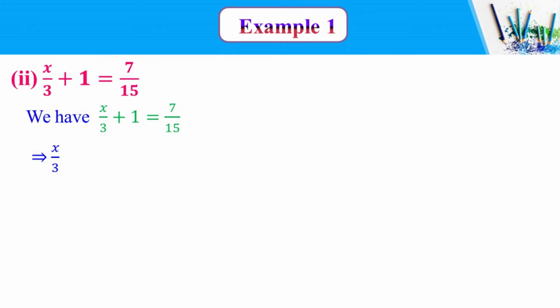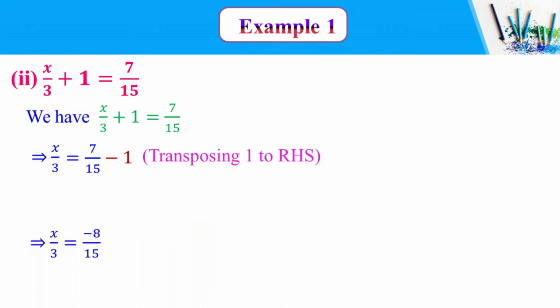So we can change the sign. Plus 1 will get a minus 1. x by 3 equal 7 by 15 minus 1. Now we take the LCM. So x by 3 equal minus 8 by 15.